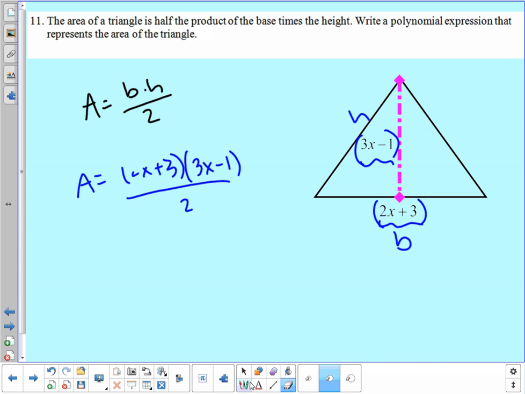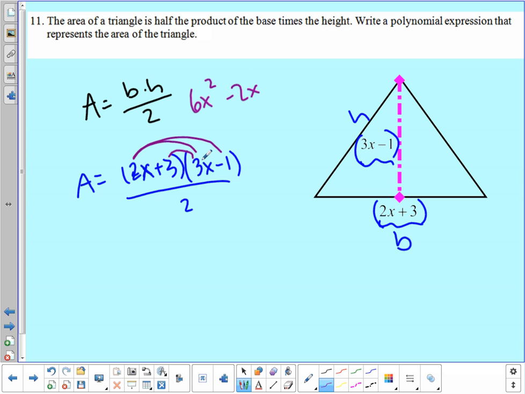I'll try that again. This is 2x plus 3. I'm going to multiply my outsides, or my first terms. 2x times 3x is 6x squared. 2x times negative 1 is negative 2x. 3 times 3x is positive 9x. And then 3 times negative 1 is negative 3. So that's the FOILed expression of these two binomials.